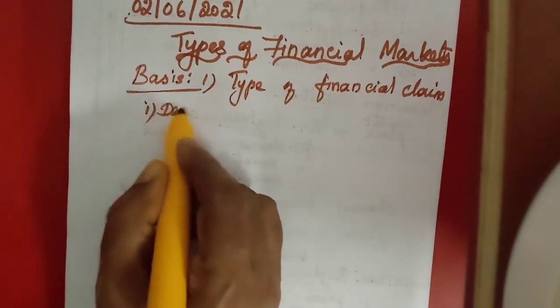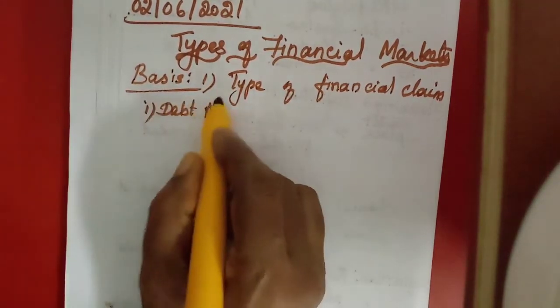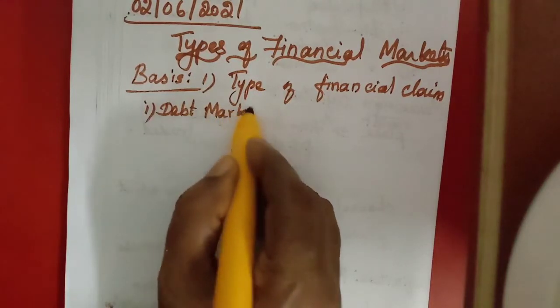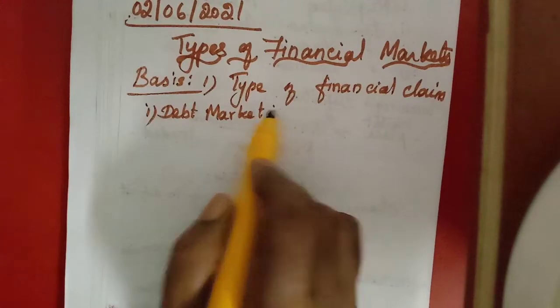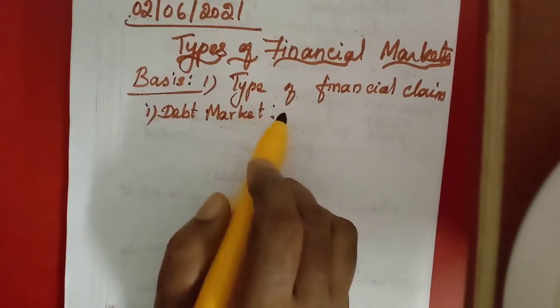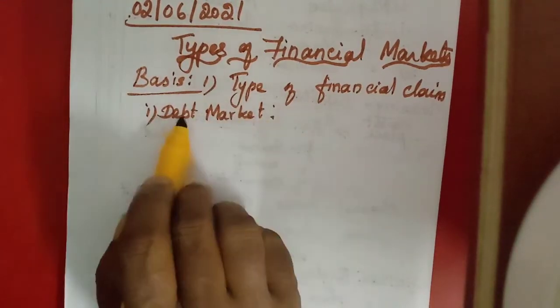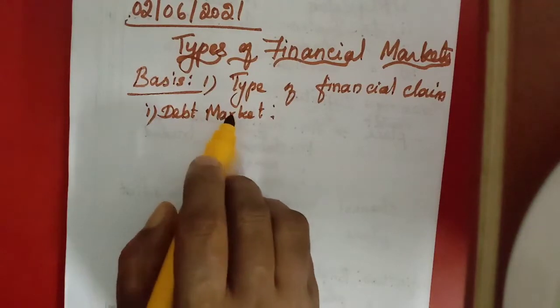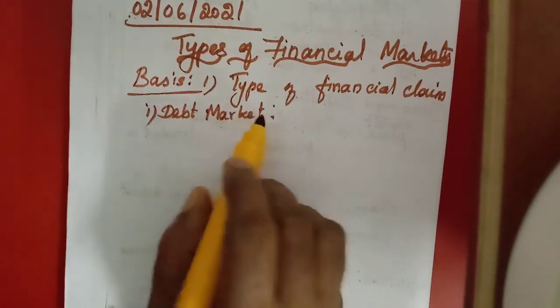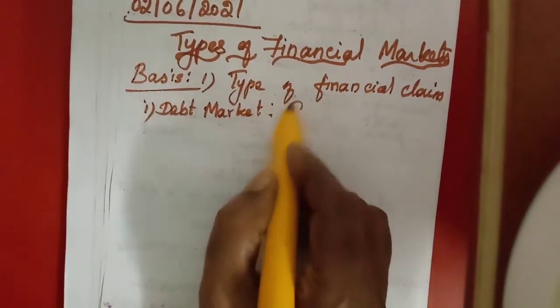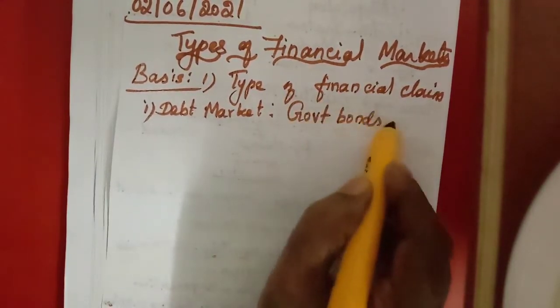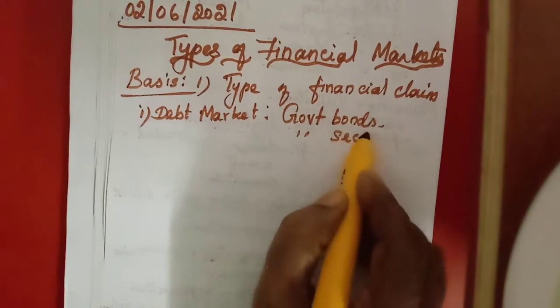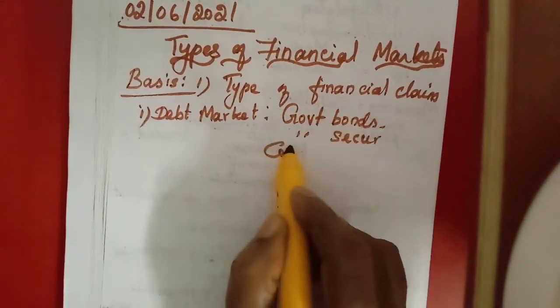The first one is the debt market. The other one is the equity market. What is the debt market? It is a type of financial market where we trade the debt instruments. The debt instruments are the government bonds, government securities, then corporate securities.